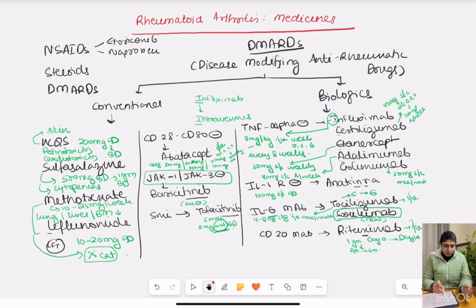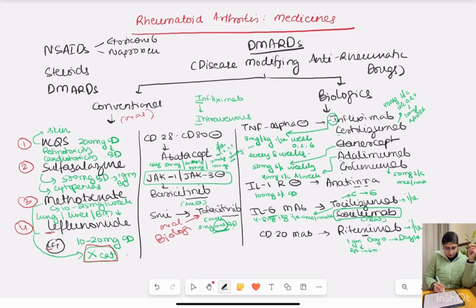So we have NSAIDs like etoricoxib, naproxen if a patient is coming with acute arthritic symptoms. We have steroids, then we have disease modifying anti-rheumatic drugs, which we divide as conventional and biologics. The conventional are the 4 medications: HCQS, sulfasalazine, methotrexate and leflunomide. L4, leflunomide, L4 LFT. Methotrexate and leflunomide are pregnancy category X medications. These are all oral medications, conventional are all oral, and the only oral biologic is tofacitinib. And we know the doses.